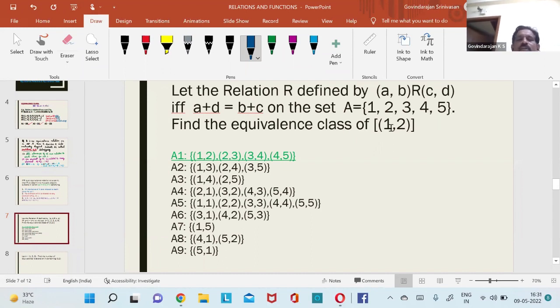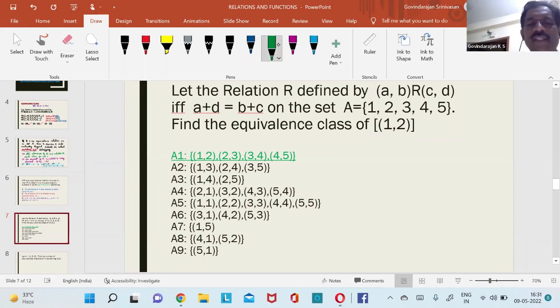The element (1, 2) is related to which ordered pairs belonging to A cross A? A is a set, no? So A cross A will have how many elements? There are 5 elements in A, so A cross A will have 25 ordered pairs, from (1, 1) to (5, 5). From these 25 ordered pairs, we have to take the elements which are related to (1, 2).